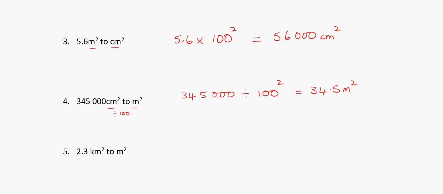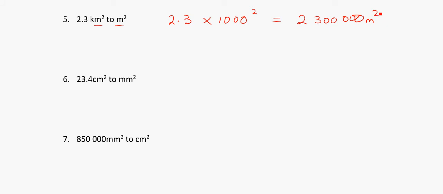Okay, so question 5. 2.3 kilometres squared to metres squared. We're changing to a smaller unit, so we're going to multiply. If it was linear, it would be by 1,000, but because it's a square unit, you've got to go times 1,000 squared. And that comes to 2,300,000 metres squared.